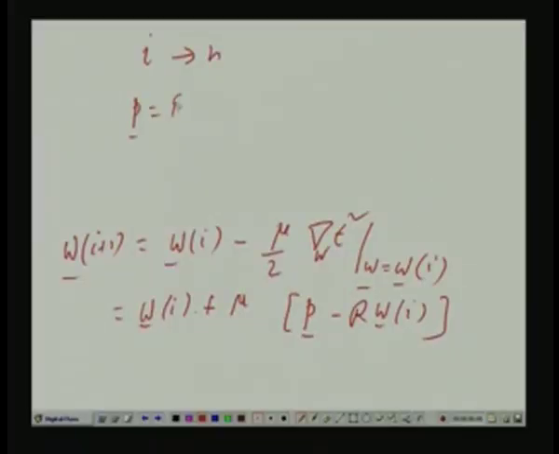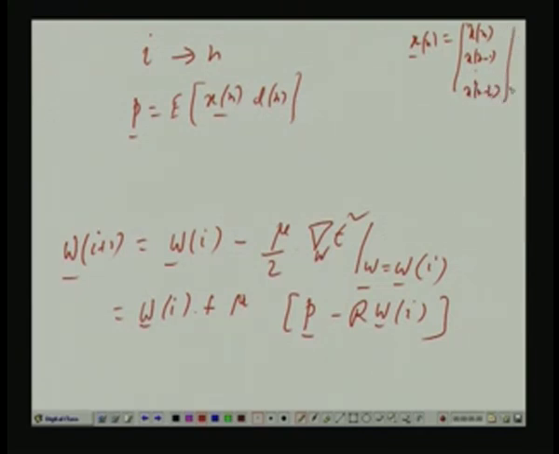What is P vector? E of x n d n, right. x n we know, it is a vector that has x n, x n minus 1, dot dot dot up to x n minus L, that times d n and expected value. Now, suppose I want to have an estimate of this, what will you do? I will be using the sample averaging technique, that is I should have x n vector. I suppose you know what is x n vector, for your sake I am writing again, earlier it was P, now it is L, this is x n vector.